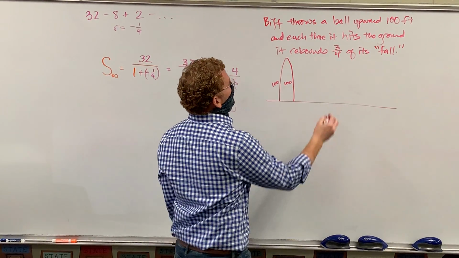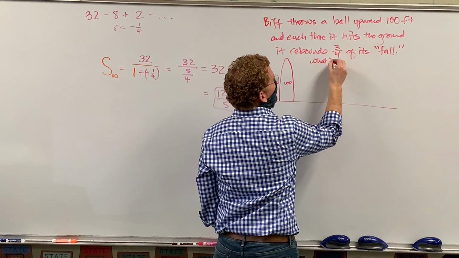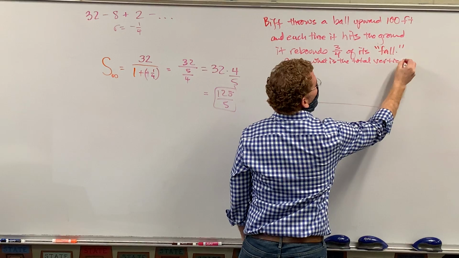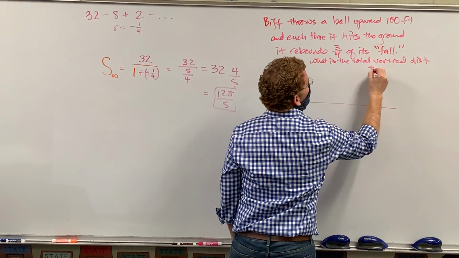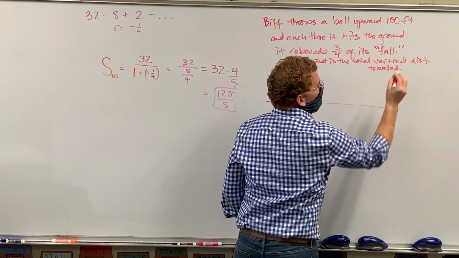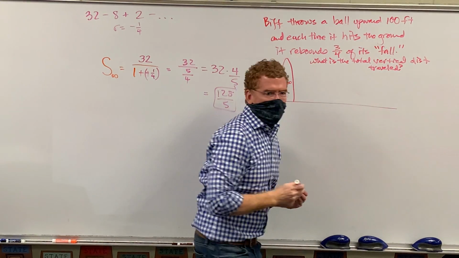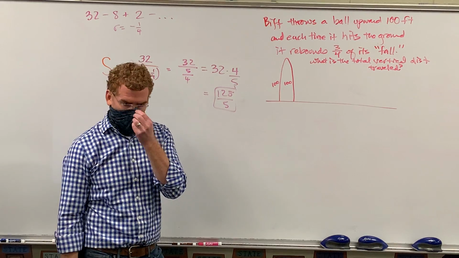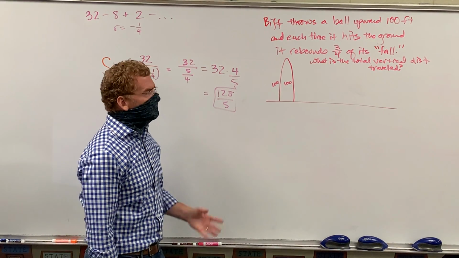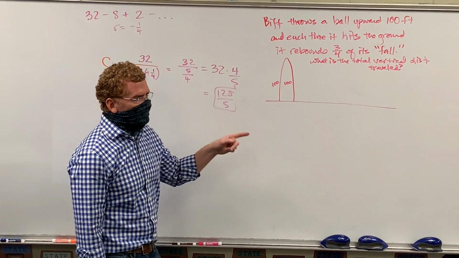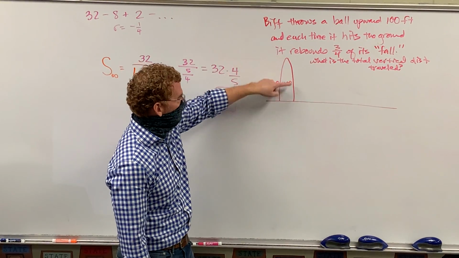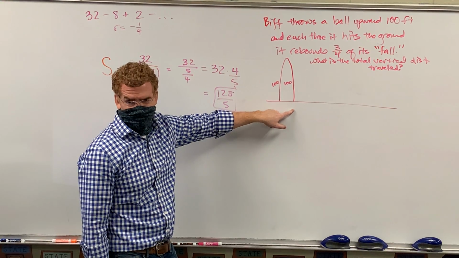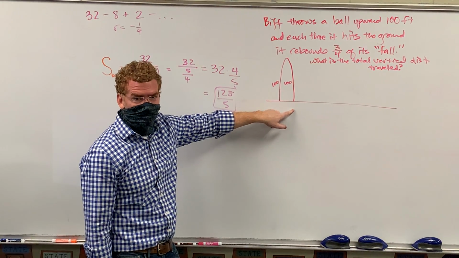Oh, I didn't ask a question. What is the total vertical distance traveled? So basically, what's the sum of all the ups and downs? So on the first up down, I've gone what? 200 feet. But then it's going to rebound 3/4 of what it fell. It fell 100 feet. What's 3/4 of that? 75, right?